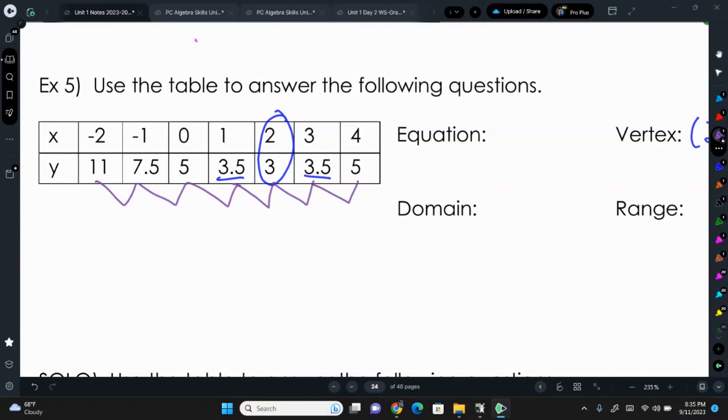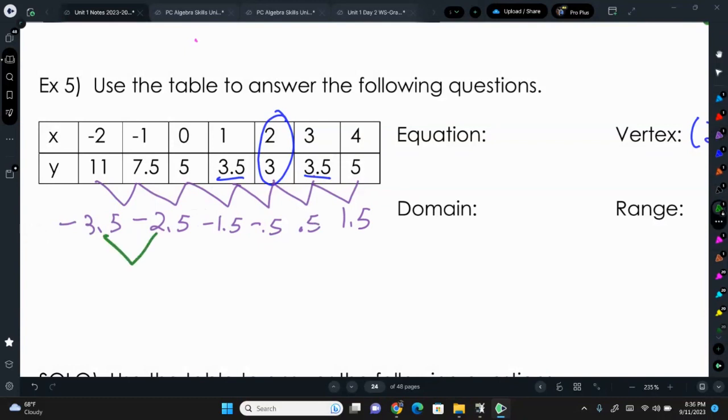So we're going to calculate all of these differences. 7.5 minus 11 is negative 3.5. 5 minus 7.5 is negative 2.5. Sorry, these are negative. 3.5 minus 5 is negative 1.5. 3 minus 3.5 is negative 0.5. 3.5 minus 3 is positive 0.5. And 5 minus 3.5 is 1.5. So that's our first difference.